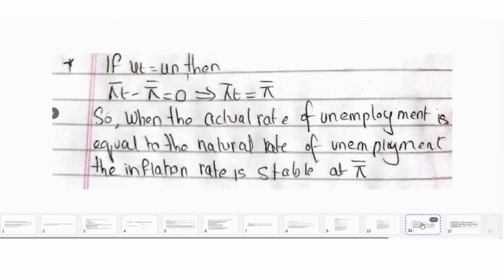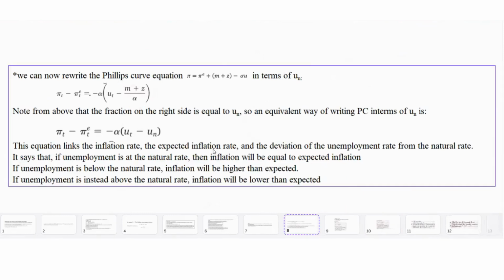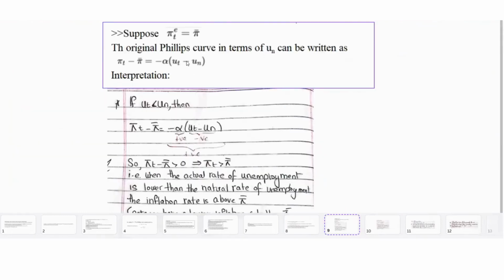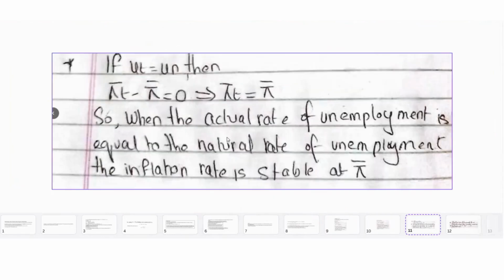Now finally, what if ut is equal to un? Then pi t minus pi bar is just equal to 0. If ut is equal to un, then pi t minus pi bar is equal to 0. So when the actual rate of unemployment is equal to the natural rate of unemployment, the inflation rate is stable at pi bar.